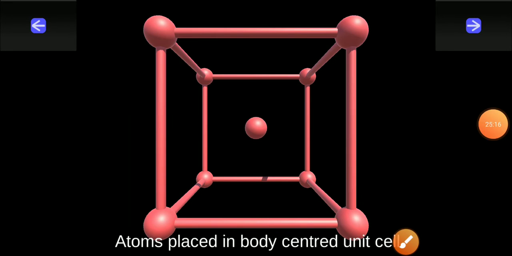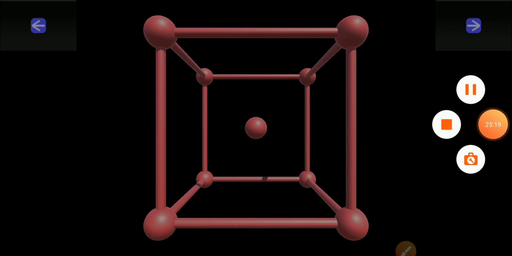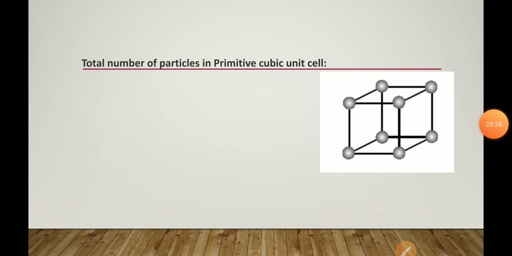Okay, the other unit cell will be discussed in the after calculation. Okay, come to the calculation part. In your exam, suppose the question is asked, calculate the total number of particles present in the primitive cubic unit cell or simple unit cell. Then you should draw the diagram clearly.